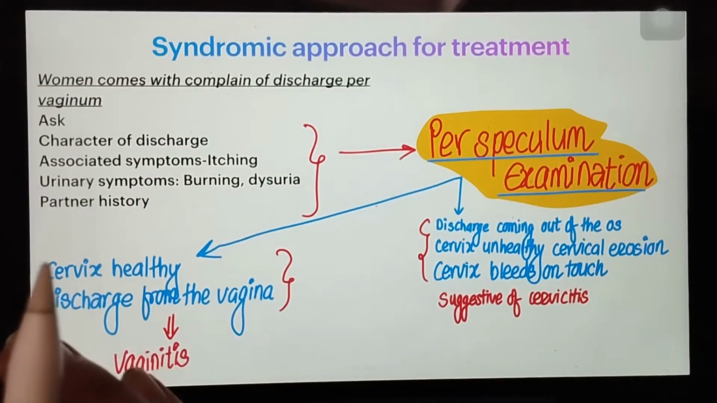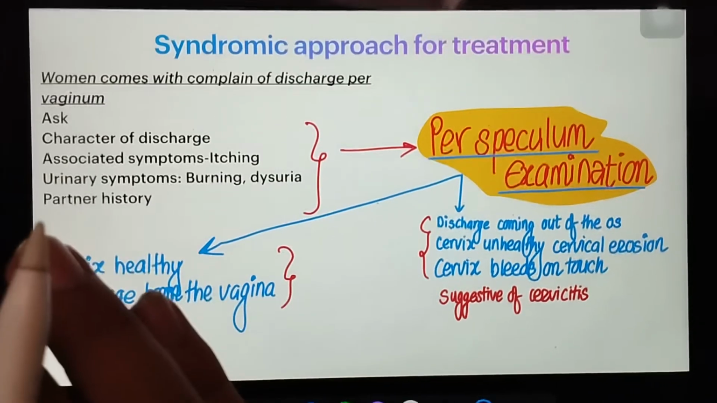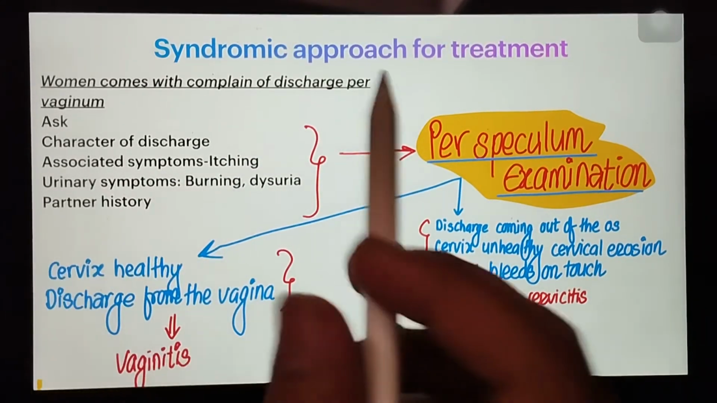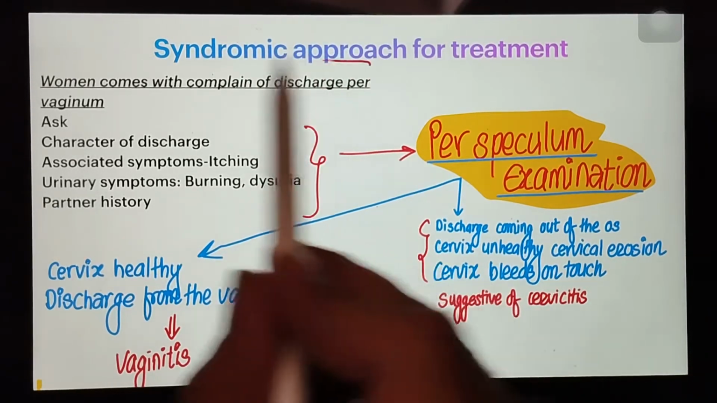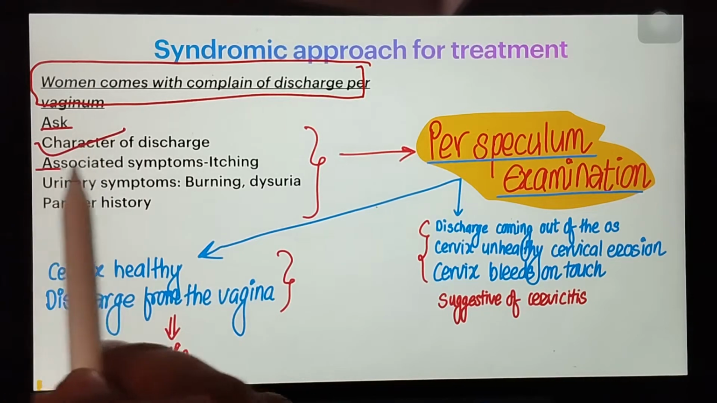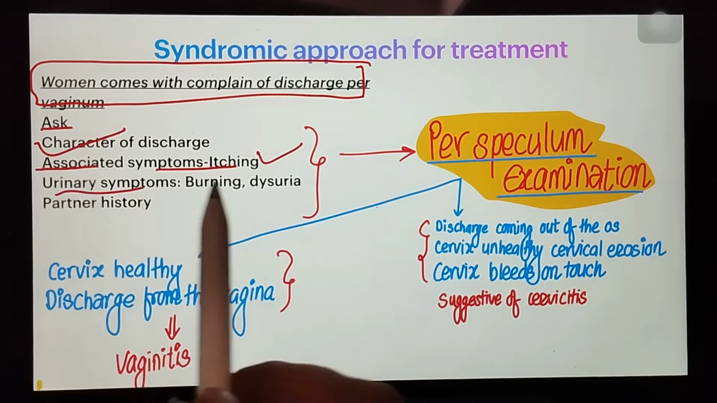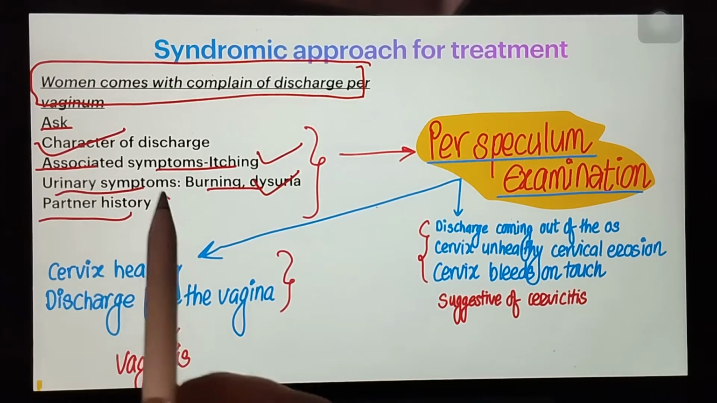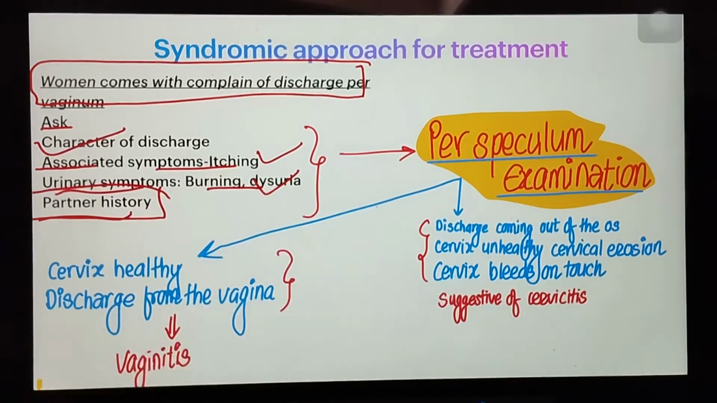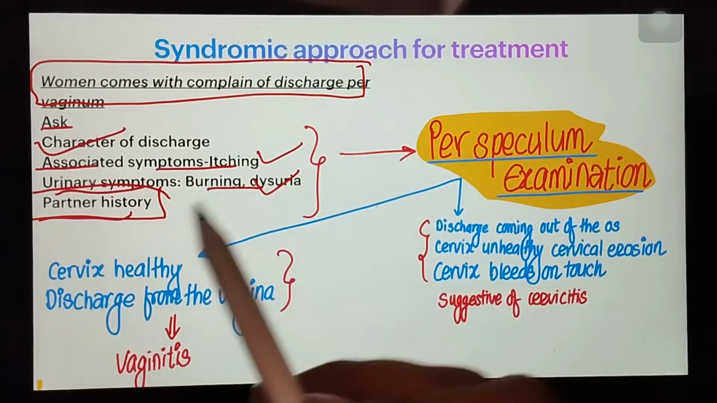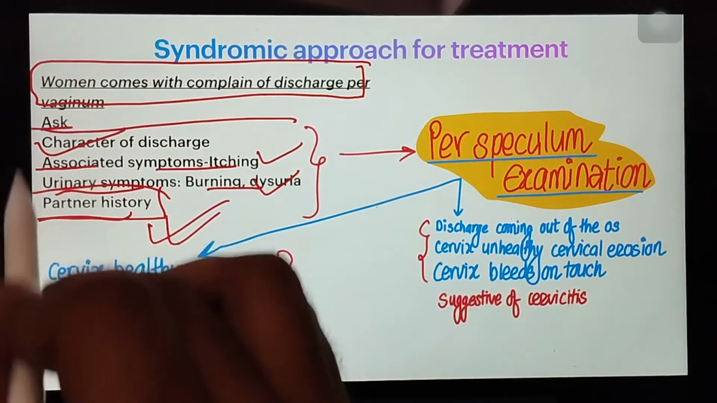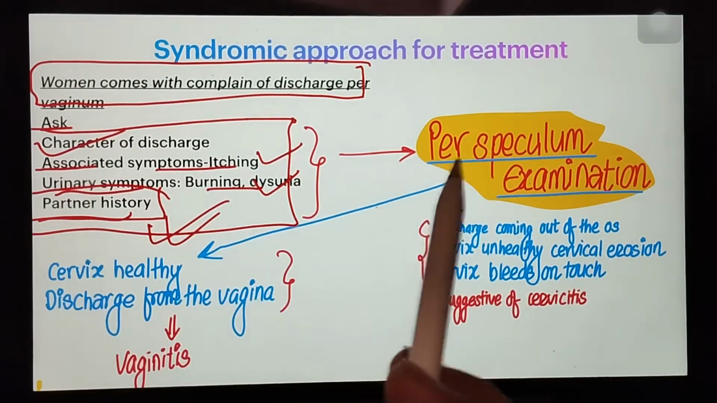As this is the theory portion we have talked about, how do we manage the syndromic approach for this treatment? As we have talked about, when women come with discharge per vagina, we have to ask for the character of the discharge, associated symptoms like itching and urinary symptoms, burning, dysuria, and partner history is also important to ask. So after asking this, we have to do the per speculum examination.